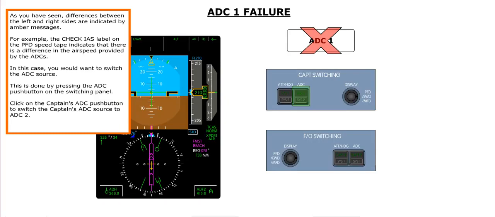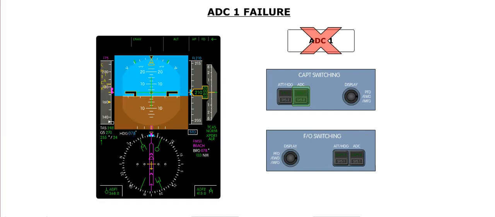As you have seen, differences between the left and right sides are indicated by amber messages. For example, the Check IAS label on the PFD speed tape indicates that there is a difference in the airspeed provided by the ADCs. In this case, you would want to switch the ADC source. This is done by pressing the ADC push button on the switching panel. Click on the Captain's ADC push button to switch the Captain's ADC source to ADC2.